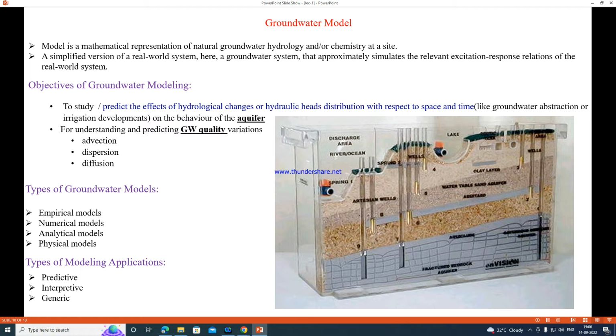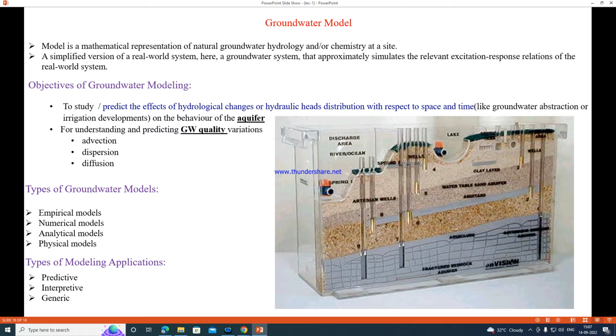There are types of groundwater models: empirical models, numerical models, analytical models, and physical models. Empirical models are derived from statistical data. They develop some equations empirically, and they will determine the groundwater table. Machine learning models or artificial intelligence models are all empirical models. For numerical models, we have physical process equations that we discretize by using the finite difference, finite volume, or finite element method. That is known as a numerical model.